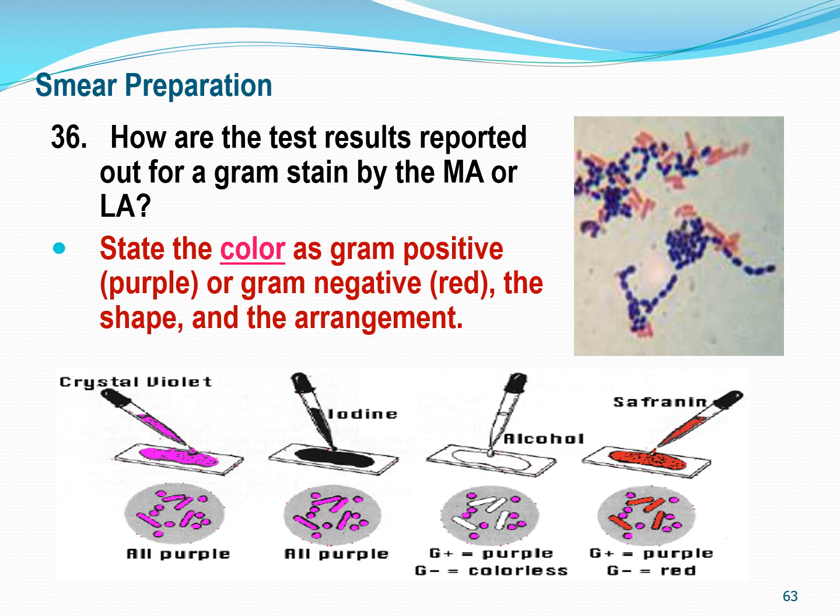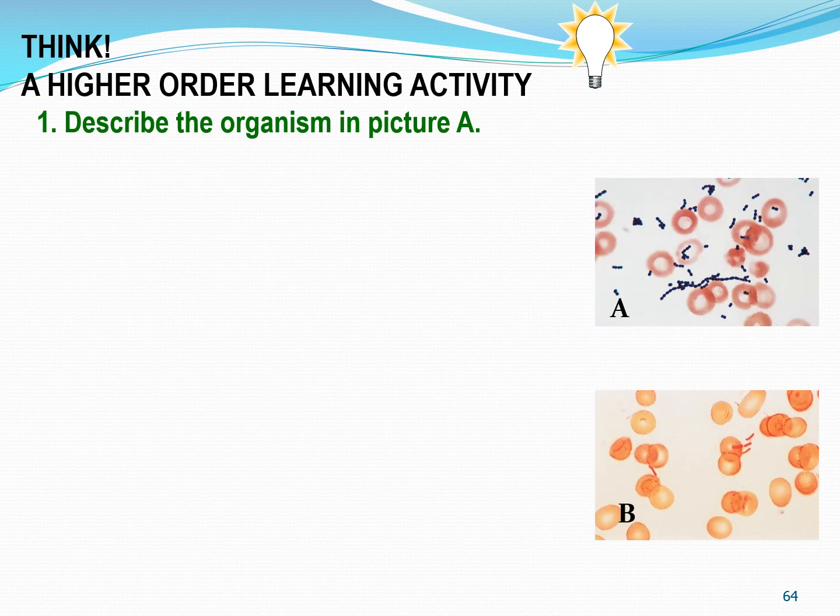So how are the test results reported out for a gram stain by the MA or the LA? You want to state the color as gram-positive, purple, or gram-negative, red, the shape and the arrangement, okay? So I want you to take the time to look at these organisms that are in picture A and B, and I want you to pause these and see if you can get the correct answer. So pause them now.